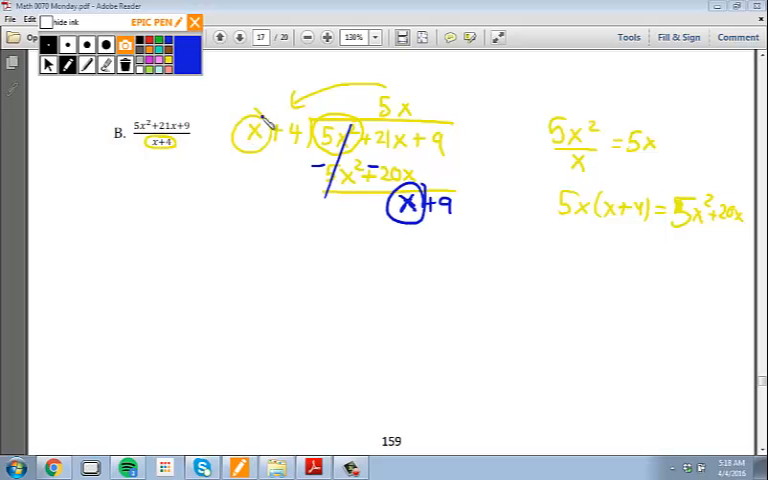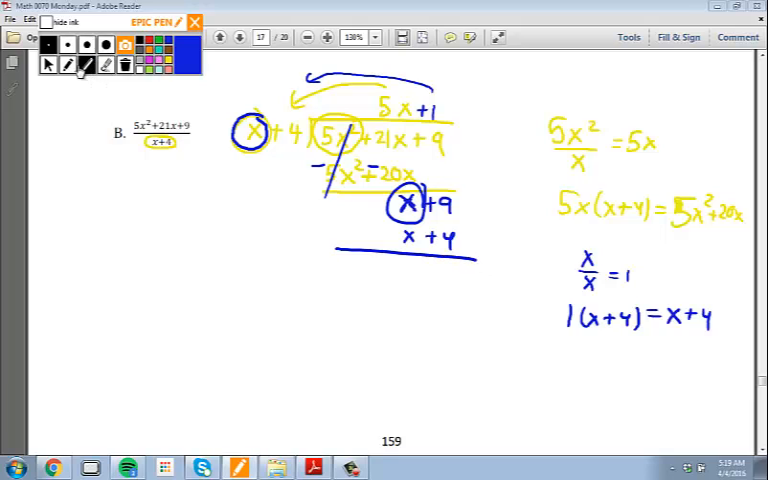Then again, I start at the beginning. We have x over x is 1, so this will be plus 1. Distribute: 1 times x plus 4 is just x plus 4.